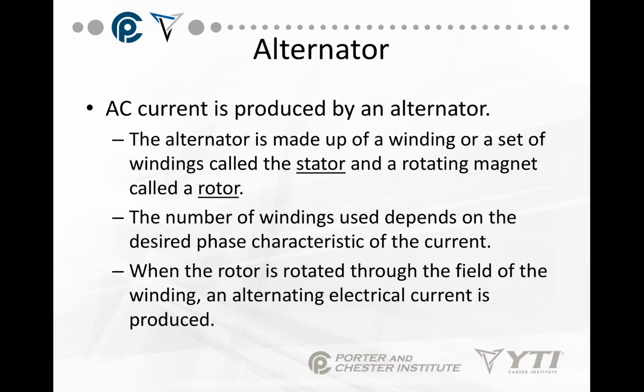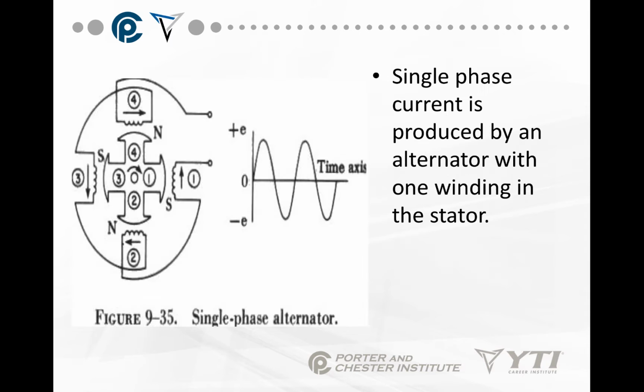AC current is produced by an alternator. The alternator is made up of a winding, or a set of windings, called the stator, and a rotating magnet called a rotor. The number of windings used is dependent on the desired phase characteristics of the circuit. When the rotor is rotated through the field of the winding, an alternating electrical current is produced.